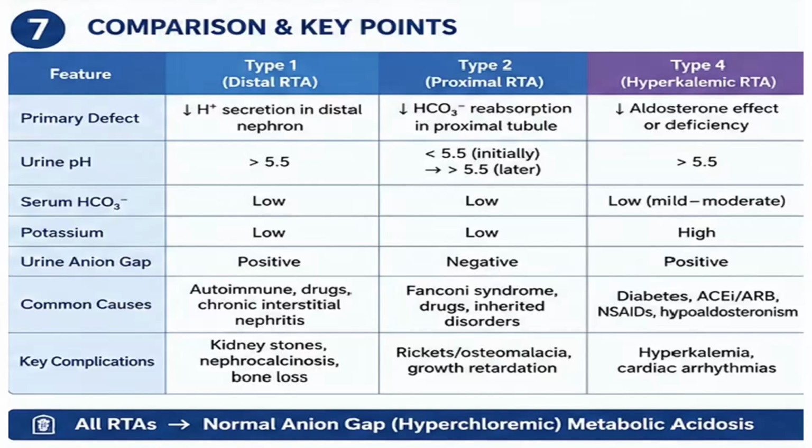Now, to summarize, all forms of renal tubular acidosis produce a normal anion gap metabolic acidosis, but they differ in their underlying defects and potassium levels. Type 1 causes impaired acid secretion with hypokalemia. Type 2 causes bicarbonate wasting with hypokalemia, and type 4 results from aldosterone deficiency or resistance with hyperkalemia. Early diagnosis and appropriate treatment can prevent kidney damage, bone disease, and long-term complications.